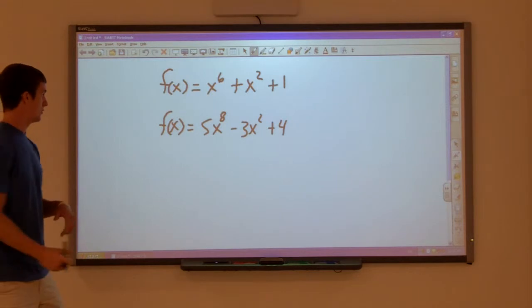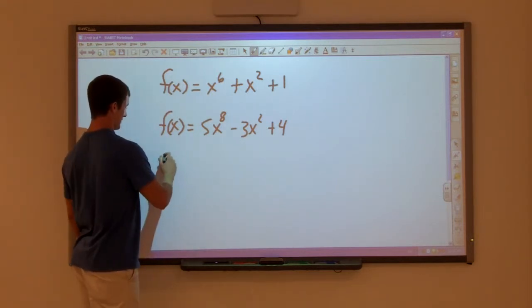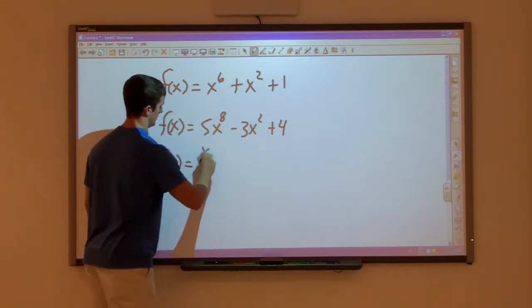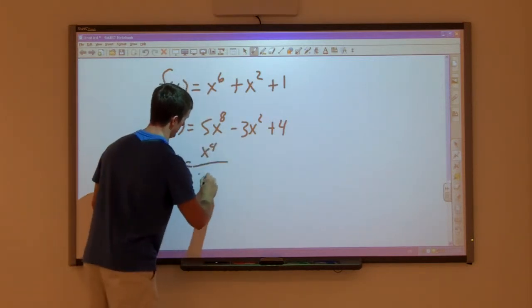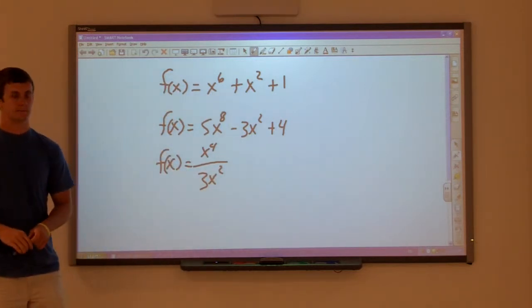And on our third rule, we can say that ratios of even functions will exist as even functions. So, for example, this is also an even function.